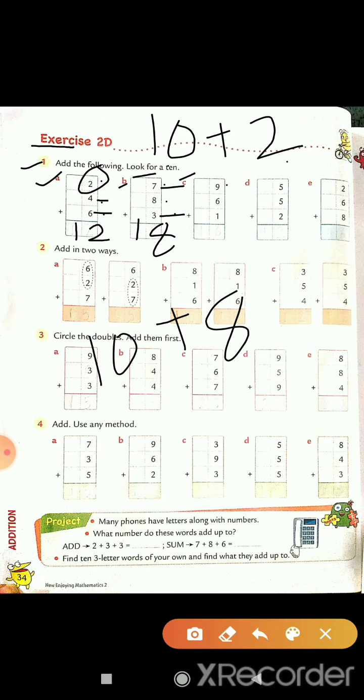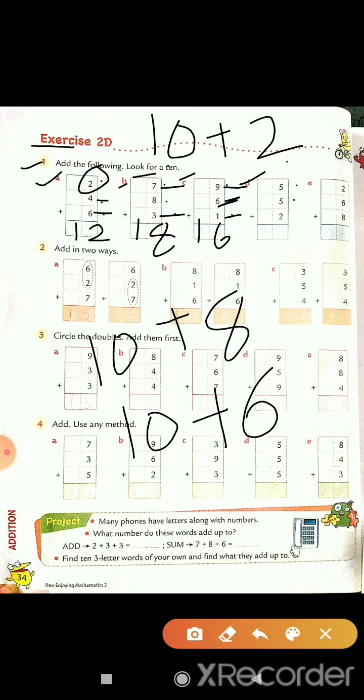Next, 9, 6 and 1. Which two numbers make 10? 9 and 1. So 10 plus what is remaining? 6. So add 6. When we add 10 and 6, we get 16. So write here 16.